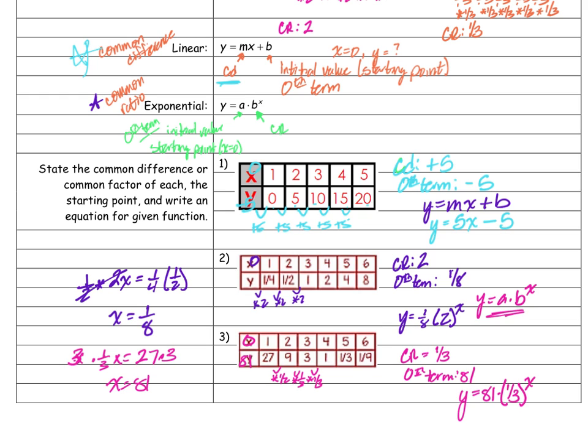And I think, just to be on the safe side, I would always just put the common ratio inside of parentheses to the x power. That way you're never wrong. You always just get it right. So 81 times 1/3 to the x power.